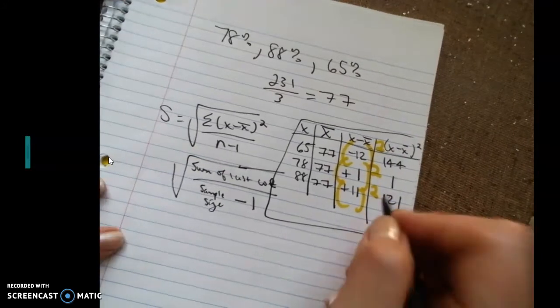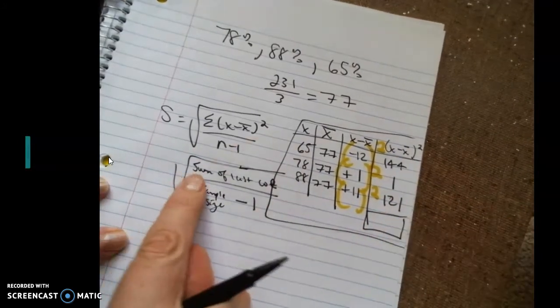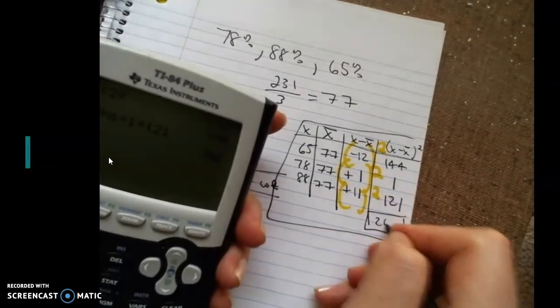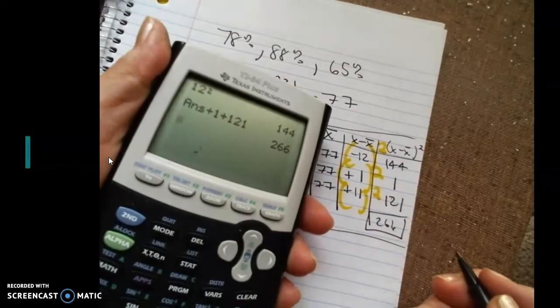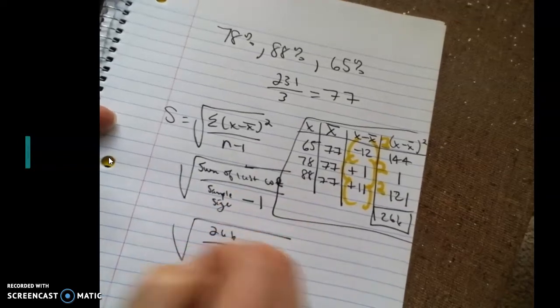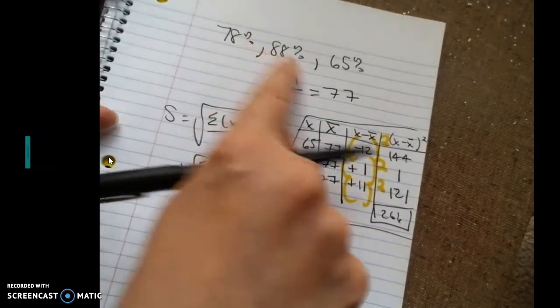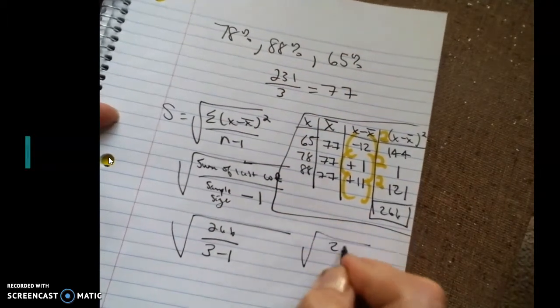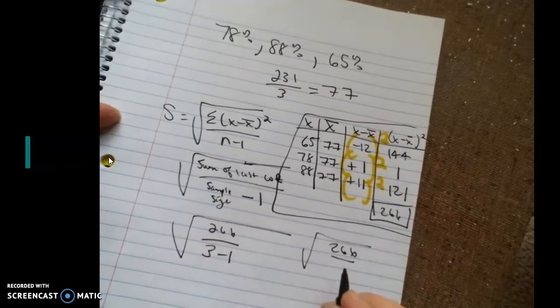All right, so then what? I add up the last column. It says sum of the last column. So I'm going to add my 144 plus my 1 plus 121, and I'm going to get 266. All right, what does the formula say? Sum of the last column, 266. Sample size: there were only 3 things in my sample, minus 1. So I have 266, and 3 minus 1 is 2.